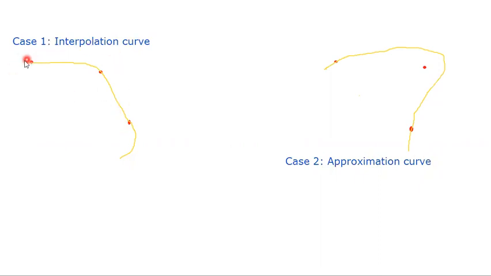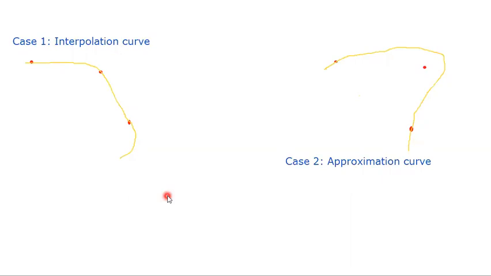In an interpolation curve, the curve passes through all the control points. In an approximation curve, case 2, the curve will not pass through all the control points. It just goes very near to the control points. This type of curve is known as an approximation curve. If it passes through all, it is interpolation. If not, it is an approximation curve.